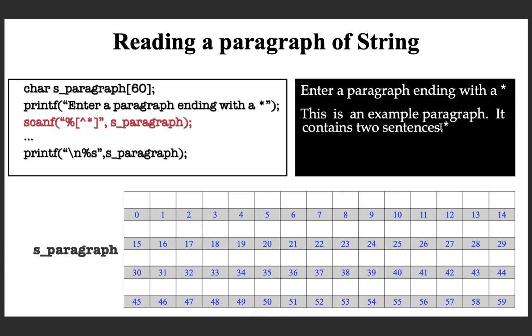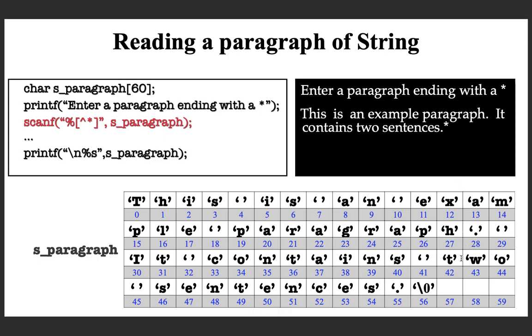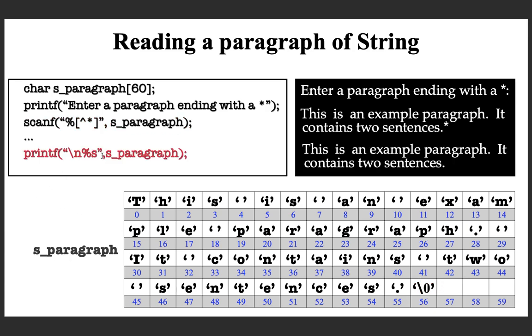Assume now that this is what the user is giving: this is an example paragraph, dot, space, it contains two sentences, dot, then a star. If you execute it, this is what is getting stored. Note that everything is getting stored except the star, in whose place you have a \0. \0 is automatically added, and here you see that %s is used again, and you already know that it will continue printing until it sees the \0.